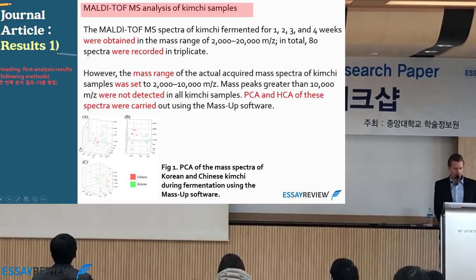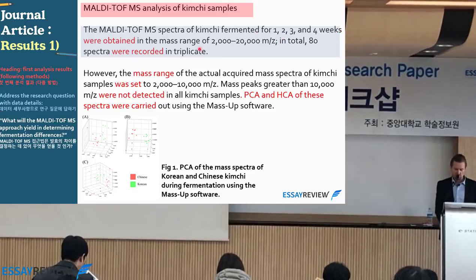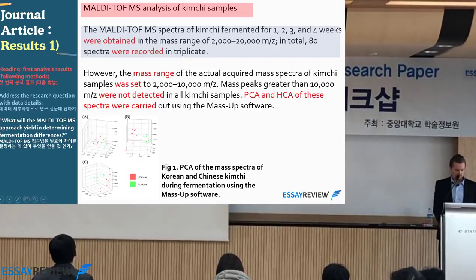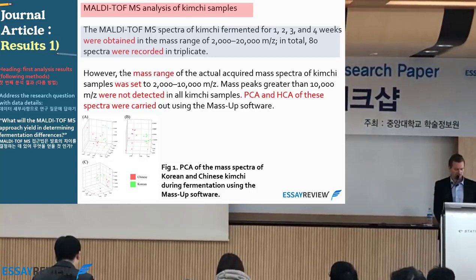So this author addresses the research question with details about the data. The MALDI TOF MS spectra of kimchi fermented for 1, 2, 3 weeks were obtained in the mass range of 2,000 to 20,000 m/z. In total, 80 spectra were recorded in triplicate. So here's the data that they came up with. And the second research question is, what will the MALDI TOF MS approach yield in determining fermentation differences? So this is answering that question.